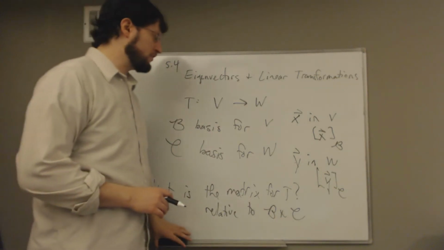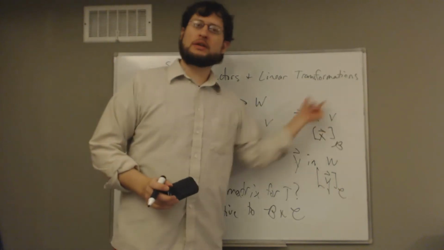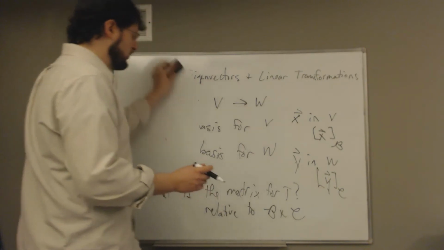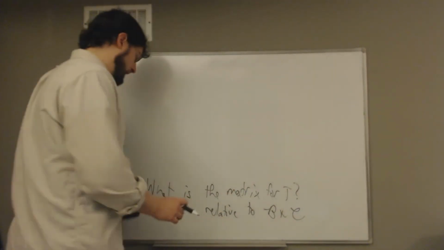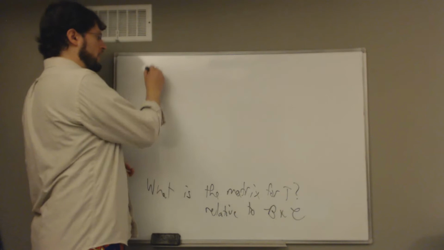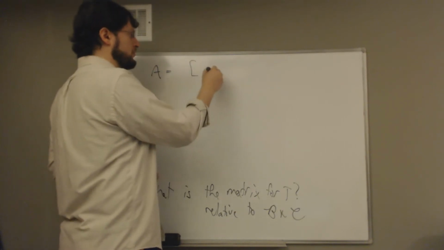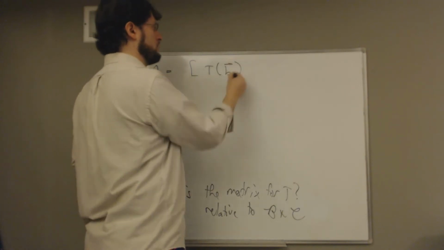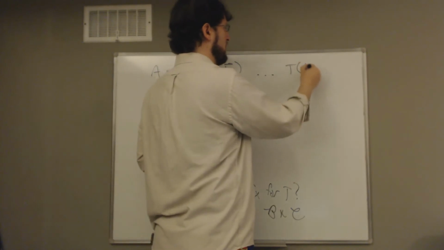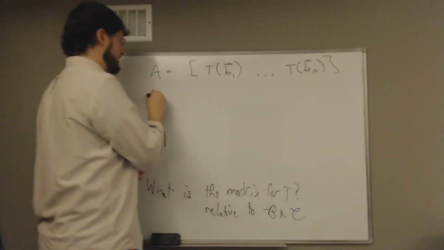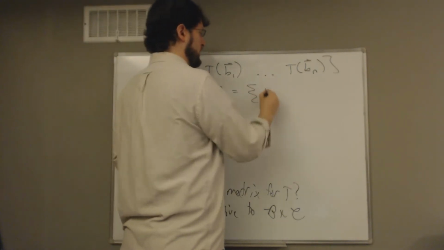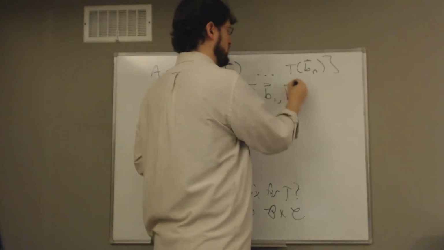But in terms of our idea from before, by looking at coordinates relative to a basis, we've put ourselves into Rn and Rm. And what that means is that it's exactly the same thing as we wrote before. A is just the matrix that we get by applying T to each of the corresponding basis elements, T of B1 all the way to T of Bn, where the basis B is the vectors B1, B2, all the way to Bn.